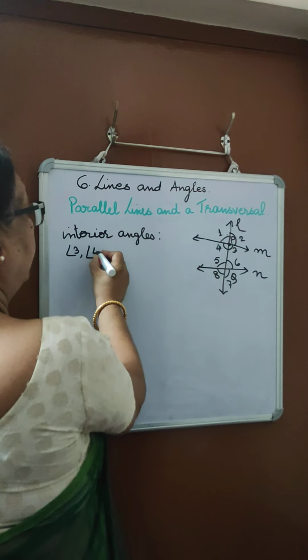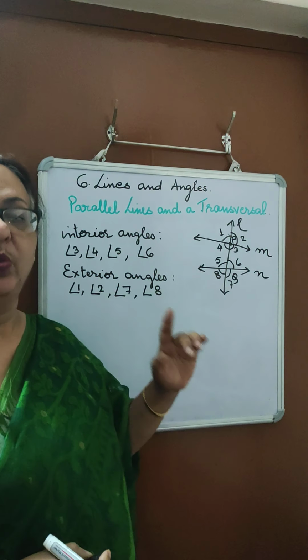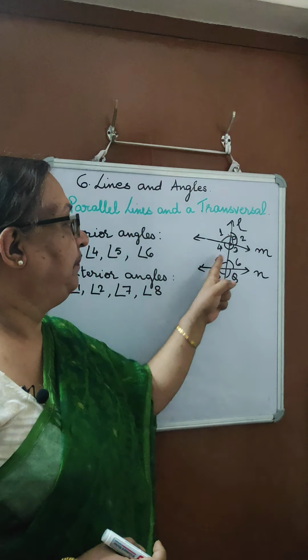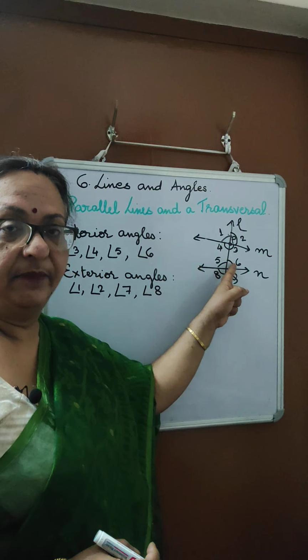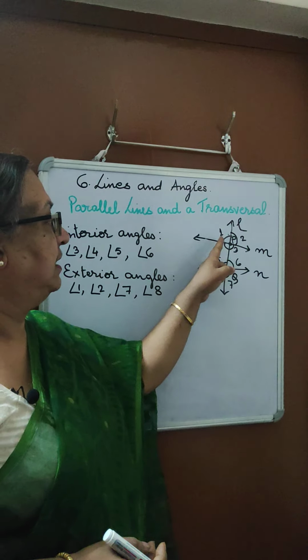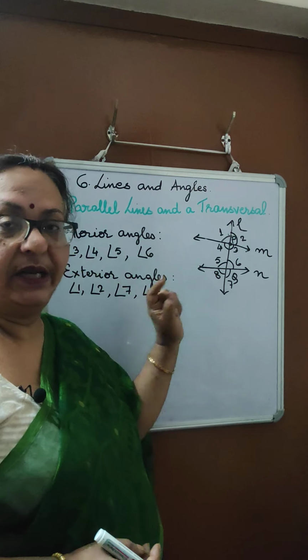Similarly, exterior angles. Which are exterior angles? Angles which lie outside these two lines. So which are those angles? 1, 2, 7, 8. So exterior angles are angle 1, 2, 7 and 8. So okay students, interior angles and exterior angles. Interior angles means those angles which lie between these two lines 3, 4, 5, 6. Exterior lying outside the lines 1, 2, 7 and 8.